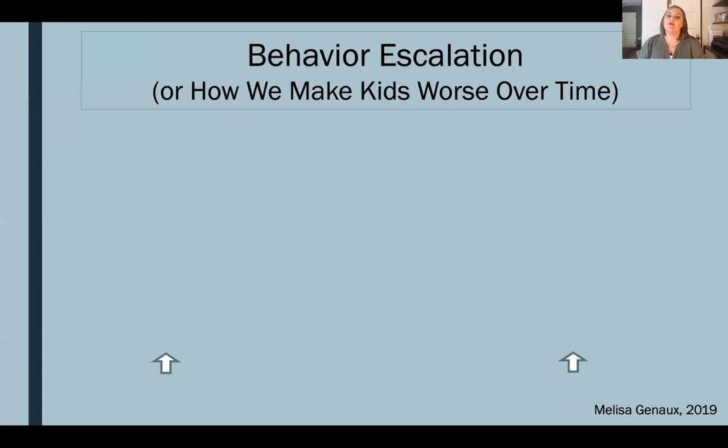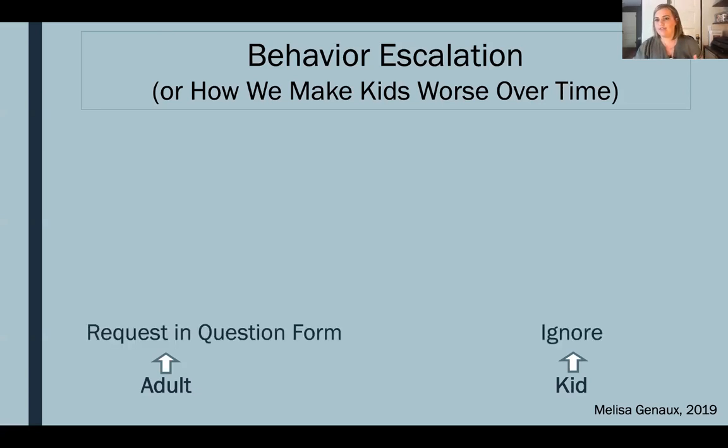Now, told you we all inadvertently reinforce bad behavior. We all do it, okay? Let's look at behavior escalation, or rather how we make kids worse over time. So we've got our adult and our kid, and the adult makes a request in question form, and the kid ignores them. The adult says, Johnny, can you get out your math book? And they just ignore. So it starts with verbal prompts like, okay, Johnny, it's time to get your math book out. Let's go. Okay, come on, let's get going.